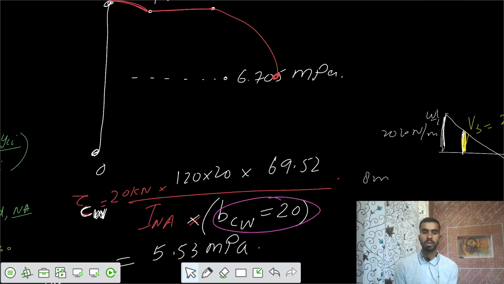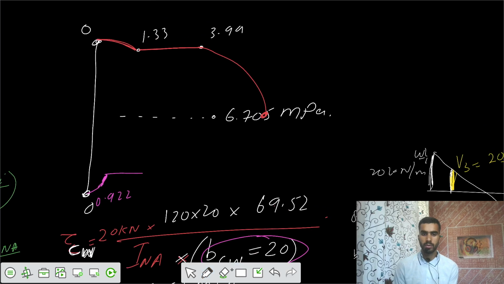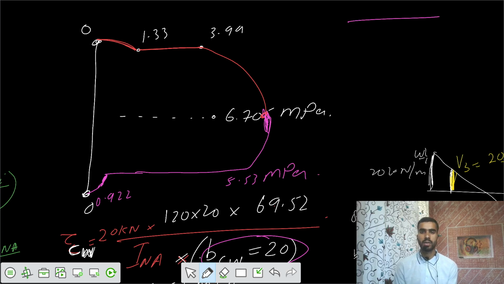So you can show those values. So this is the value of 0.922. Then after that it increases to 5.53. This is 5.53. Then after that you can join the 2 points. So this is the variation of shear stresses for this beam that is an unsymmetric I section.